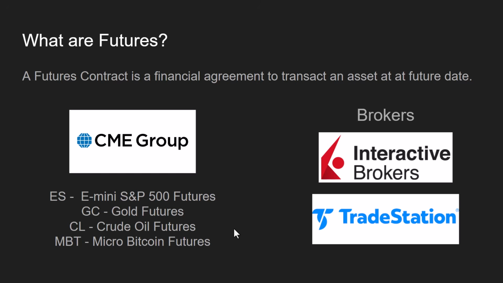And usually, retail traders do not have access to the CME directly. So if you want to trade at the CME exchange, you'd have to sign with a broker like Interactive Brokers or TradeStation, where they provide access to the futures products.